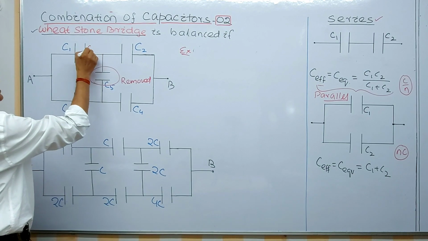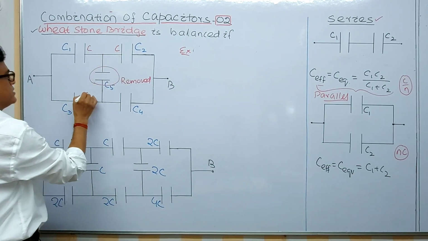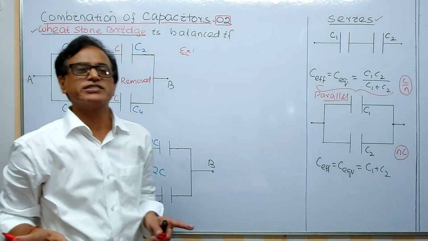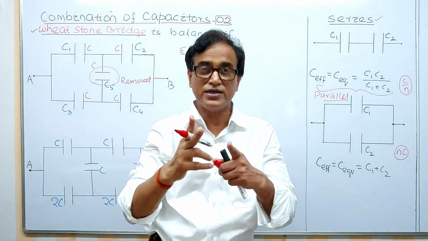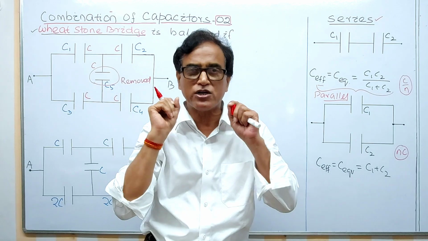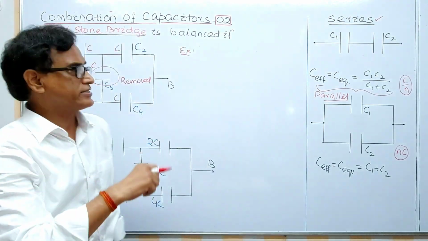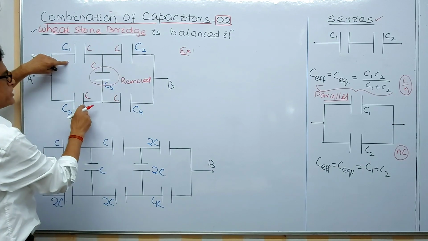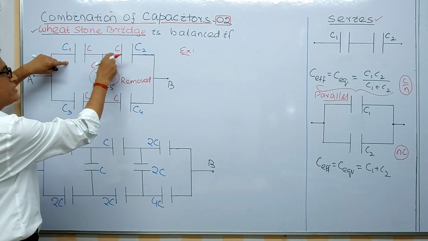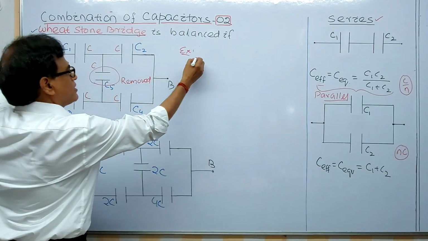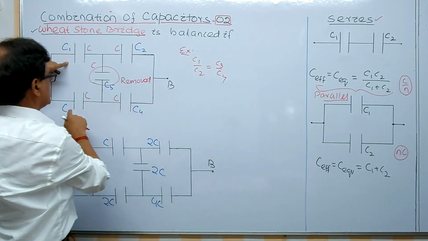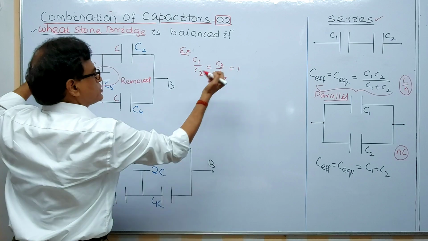If all the 5 capacitors are given the value of C, you should try to tell the answer immediately. What is the answer? Here, this by this is equal to this by this, because it is C by C. Here C1 by C2 is equal to C3 by C4 equal to C by C, which is 1.